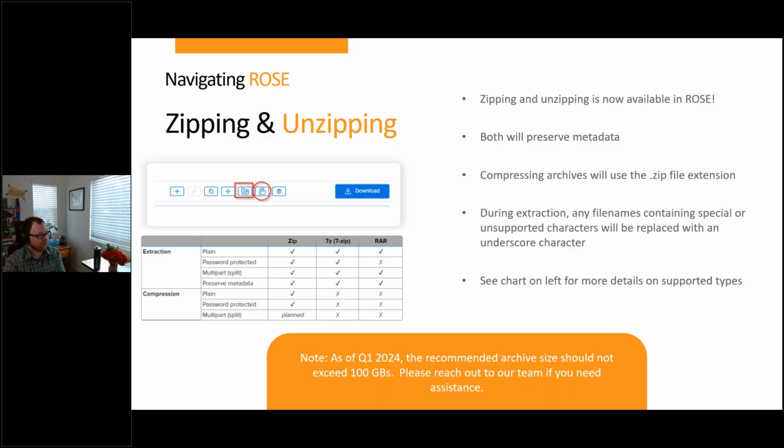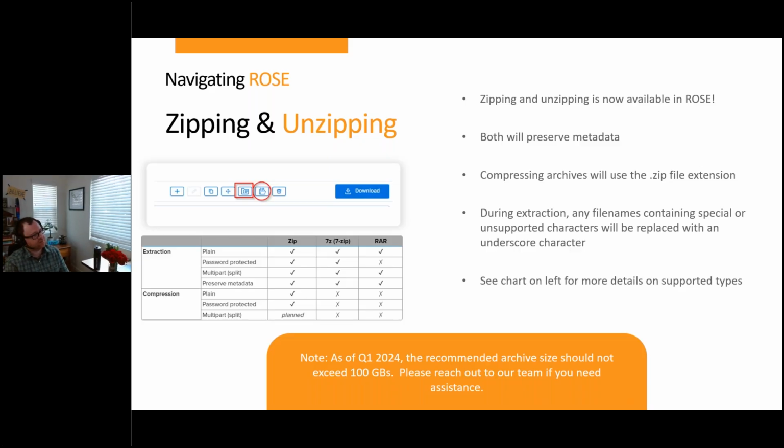And then the more information on the chart on the left, talking about extraction and compression and the different types of information that are supported. So different types of items as far as multi-split today. For zip file, that is planned for compression, but currently extract is supported. So just a quick note on some of those items.